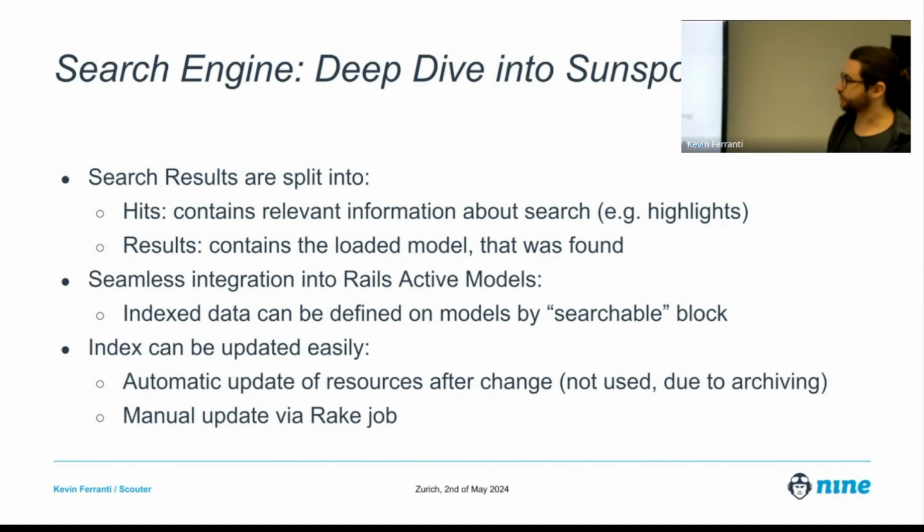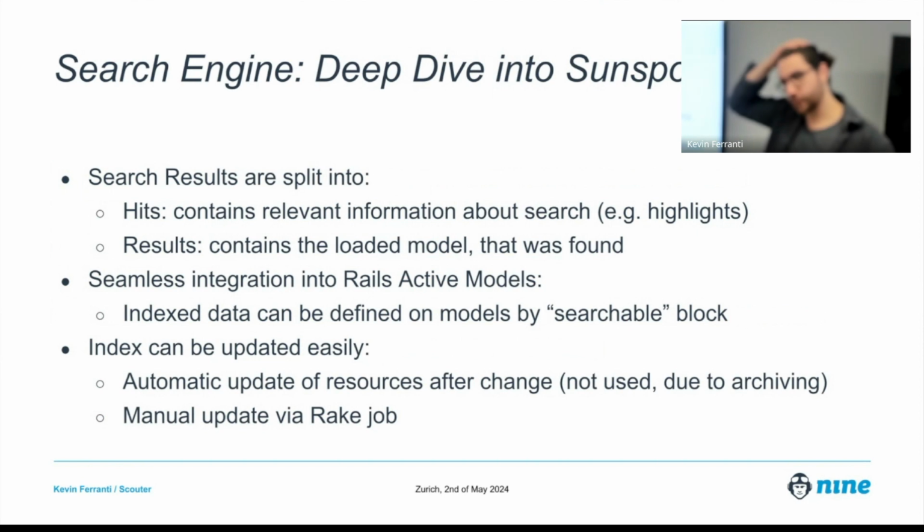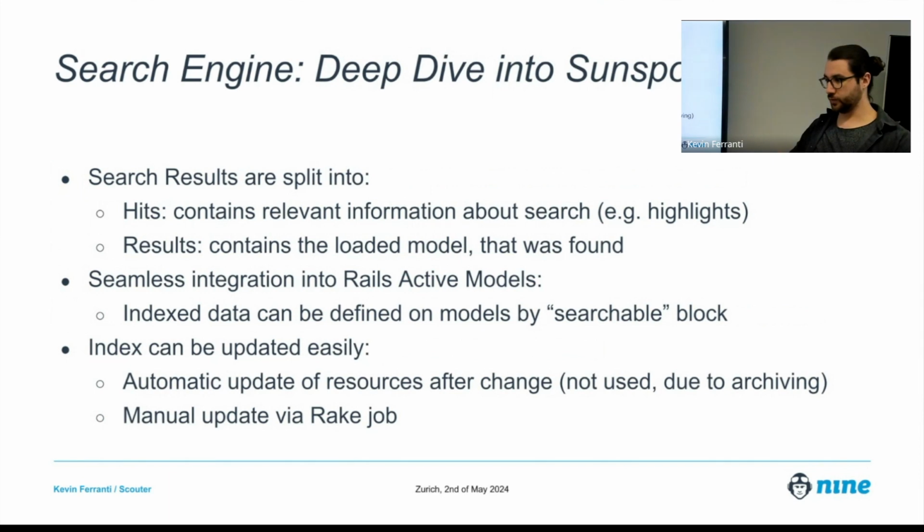And there's a seamless integration into the Ruby on Rails active models. We can see on the next slides how that works. You can just say which fields should be searchable and how important they should be and so forth. And the index can be updated very easily. You can automatically, so that doesn't work in my case, unfortunately, because the data of the tickets shouldn't be changed anymore. But if you were to change the model, then you should actually get an automatic update. You can also just manually update the search index by calling a command in the rake job.